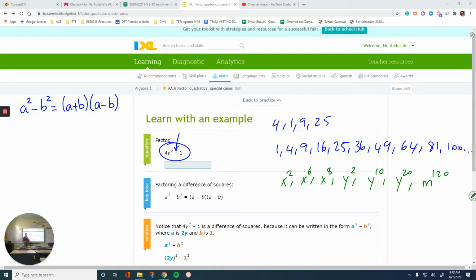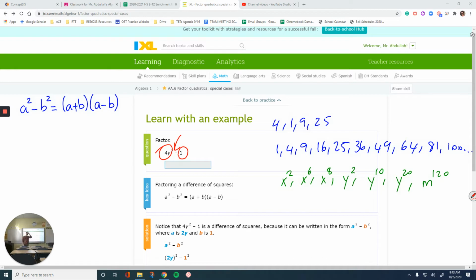So let's get back to what I said about this one. It was difference because of the subtraction of two squares. The first one is a square, which is 4y squared. That's a square, or perfect square. And then the second term is a square as well. The difference of two squares.